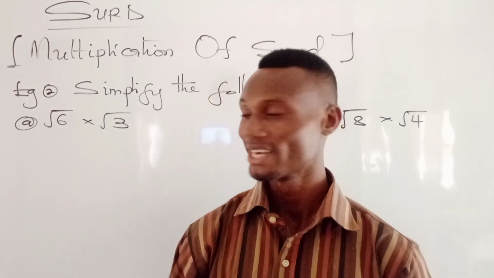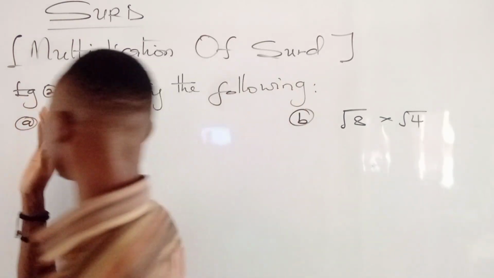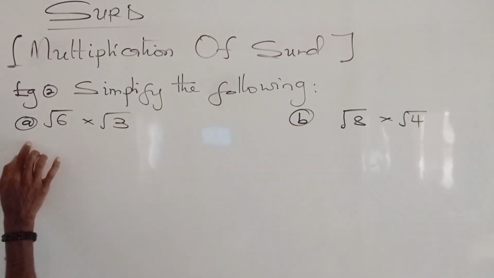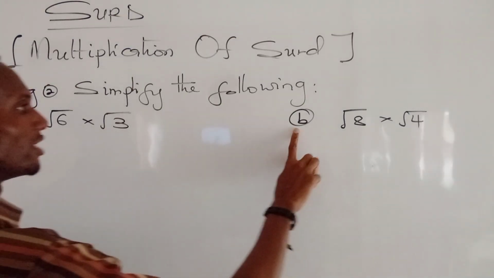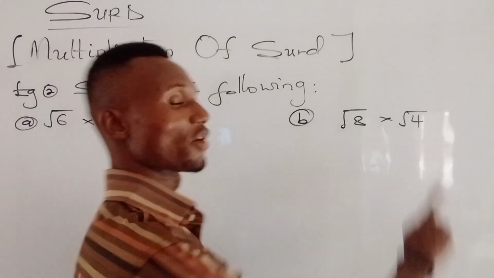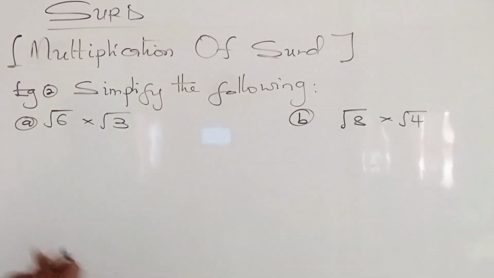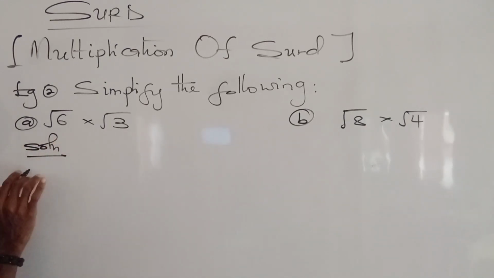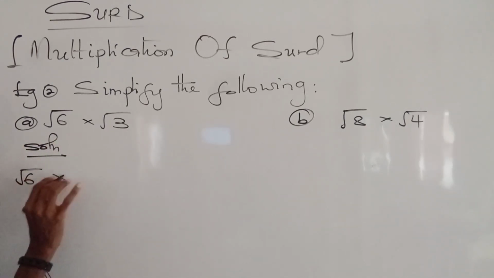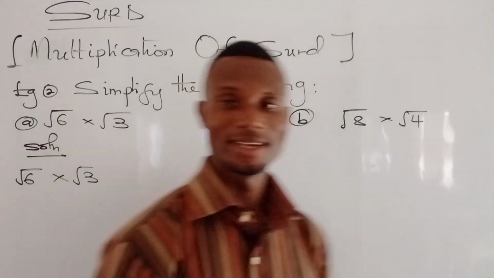So let's go ahead and handle example 2 that I have on the board. Example 2 says simplify the following. I have A, square root of 6 times square root of 3, and B, square root of 8 times square root of 4. We have to simplify these. So let's start with A. Let me write my solution down and let's do it together. So I have square root of 6 times square root of 3. We have to simplify this one.